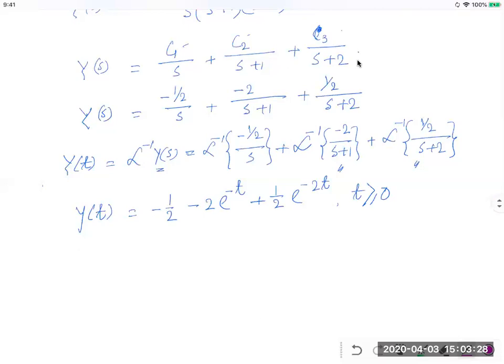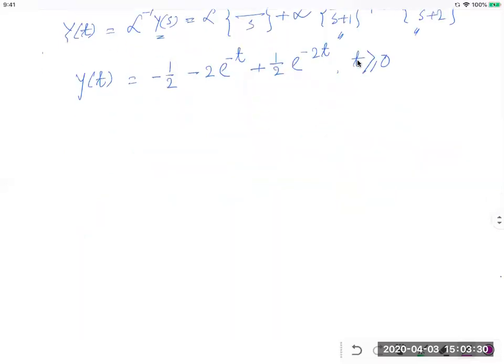Now we will go to method 2, state transition matrix.